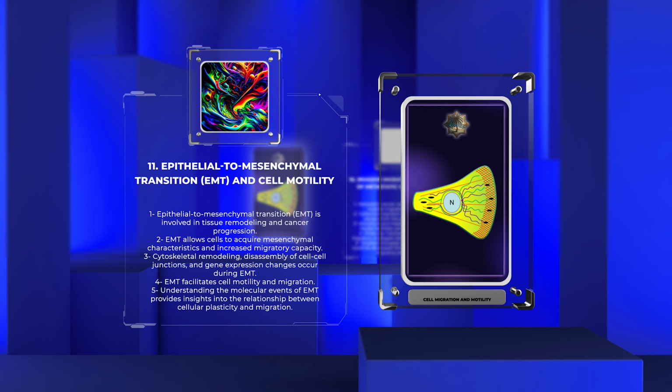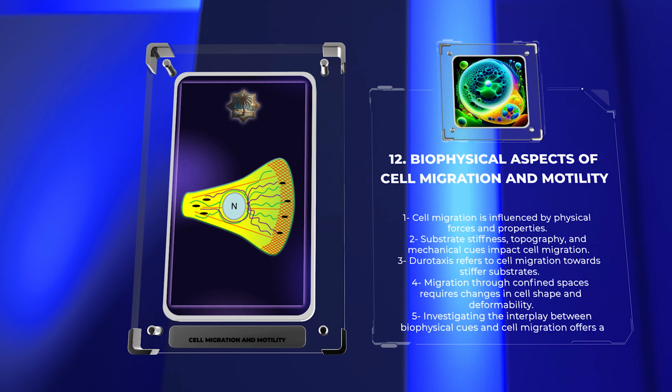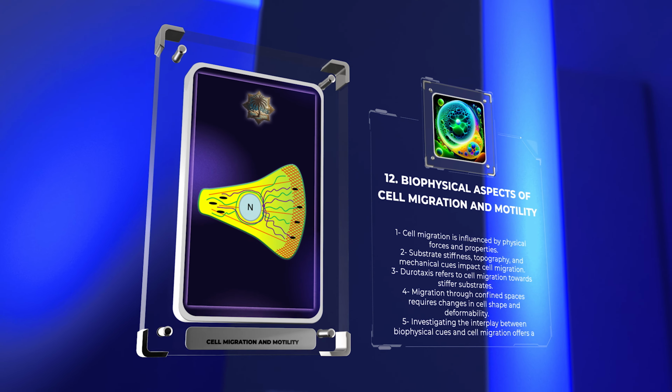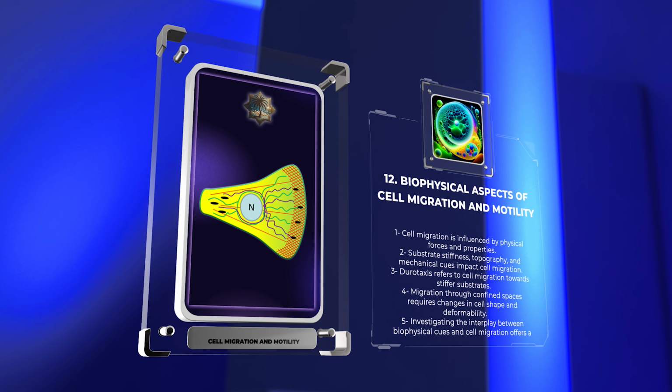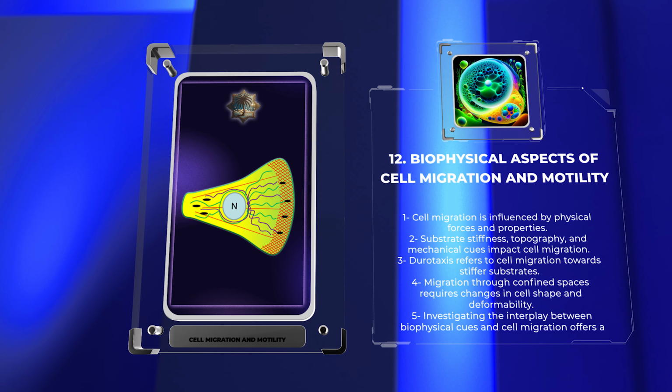Cell migration is not solely regulated by biochemical signaling but is also influenced by physical forces and properties. Biophysical aspects, such as substrate stiffness, topography, and mechanical cues, modulate cell migration. For instance, durotaxis describes the tendency of cells to migrate toward stiffer substrates. Migration through confined spaces, such as blood vessels and tissue gaps, requires changes in cell shape and deformability. Investigating the interplay between biophysical cues and cell migration unveils a multidimensional understanding of this complex phenomenon.